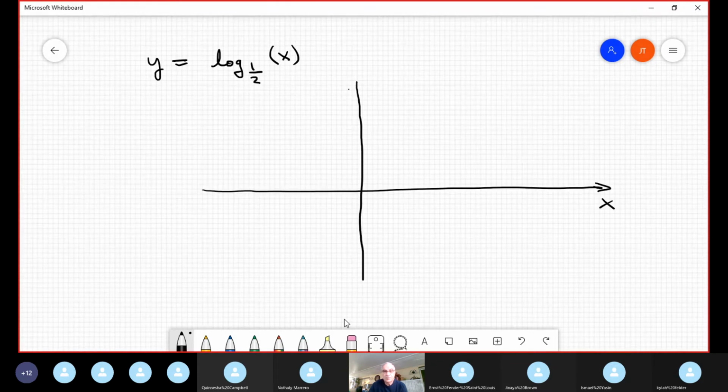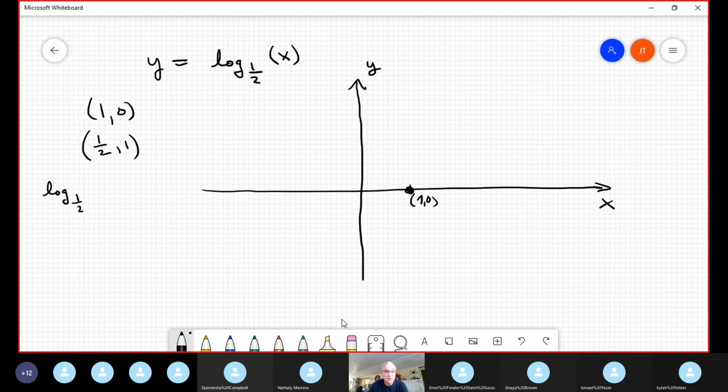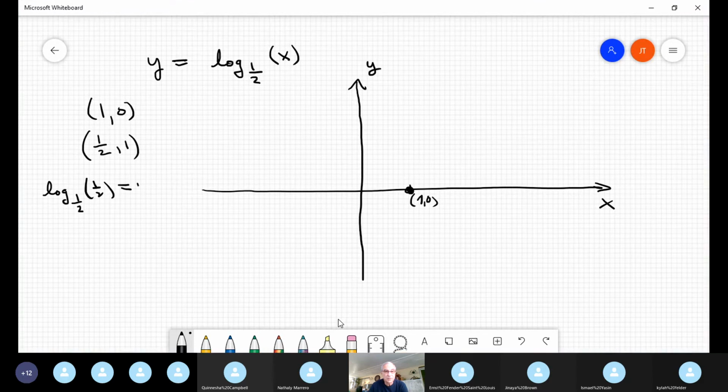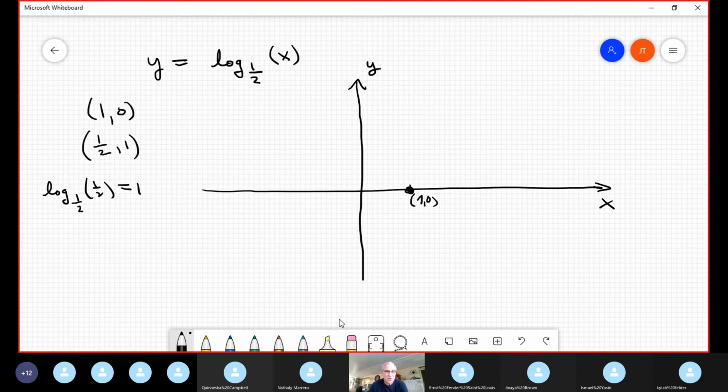X, Y. Remember, when I do the graph of this, the universal point is (1, 0). I plot that point. Another is the base, in our case 1/2, comma 1. The reason is logarithm base 1/2 of 1/2 is obviously 1, because what is the exponent necessary to raise 1/2 in order to get 1/2? It's obvious, 1. So the point is (1/2, 1).